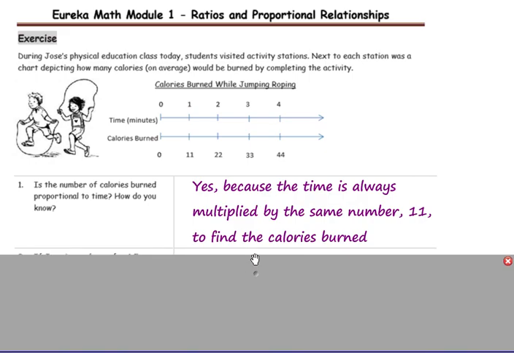Is the number of calories burned proportional to the time, and how do you know? Yes, the number of calories is proportional to the time because the number is multiplied by the same number, 11, to find the calories burned.